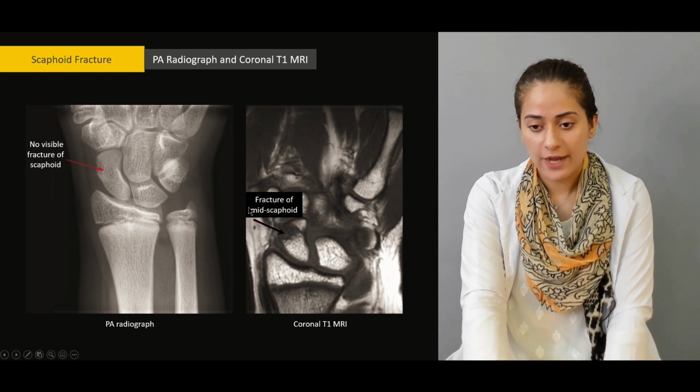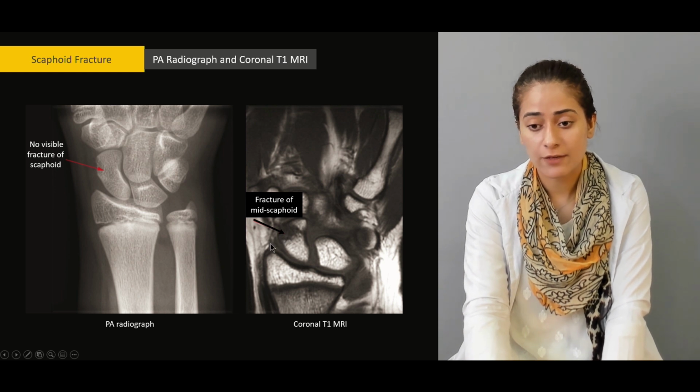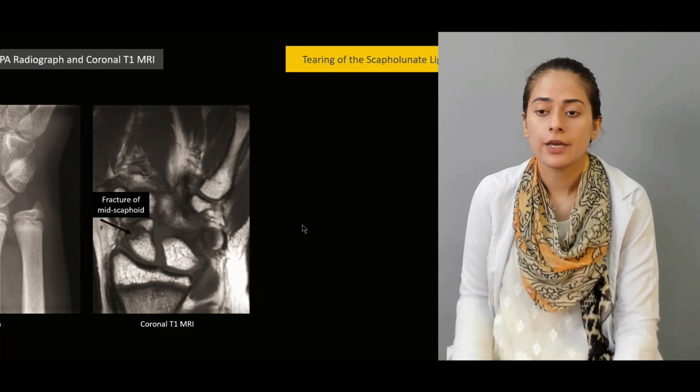So this is a fracture of mid-scaphoid, sorry. So this is a mid-scaphoid fracture. It's a through and through fracture. And now we're going to talk about the scapholunate ligament. So the scaphoid and the lunate, these are two carpal bones which are next to one another. So let's see how they're connected, and how the ligament.